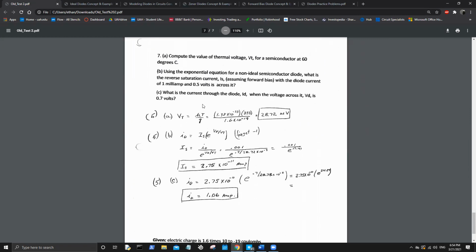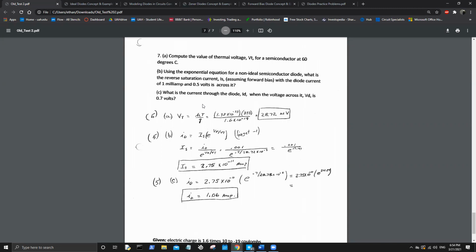Actually, I recommend that people go watch my review sessions on 310. This is a problem we would do on the test in 310. I wouldn't say this is the whole problem, but this is definitely a component. Thermal voltage is important. Compute the value of thermal voltage for a semiconductor at 60 degrees Celsius. First off, we need that in Kelvin, which is exactly what he did. He computed it to 333 for 60 degrees Celsius.